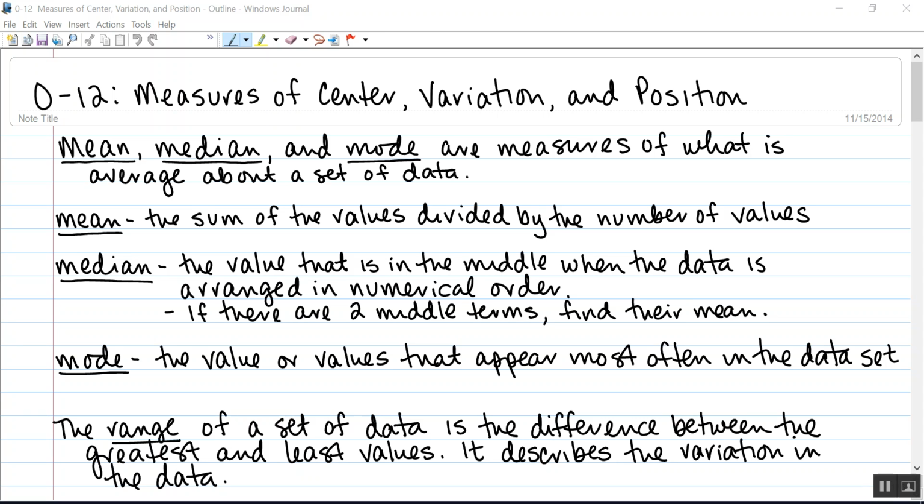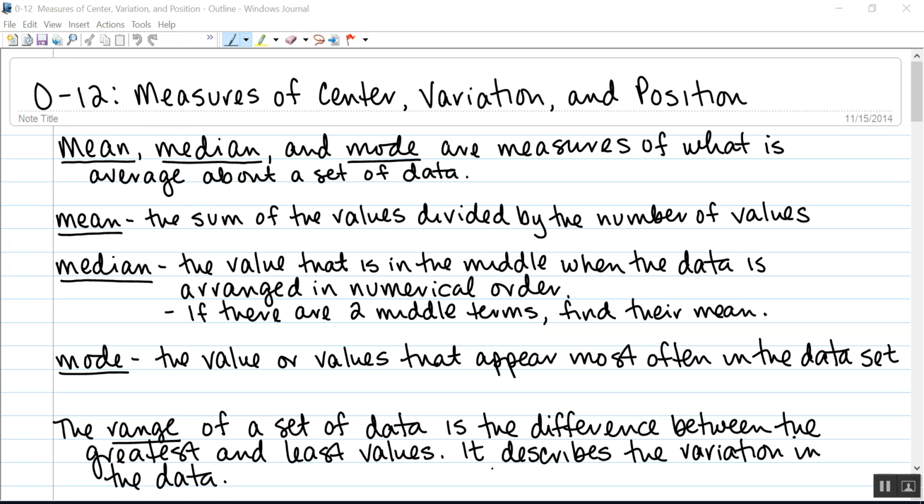The median is the value that is in the middle when the data is arranged in numerical order. So that's going to be your very middle value. If there are two middle terms, find the mean or the average of those two terms. And the mode is the value or values that appear most often in the data set. There isn't always necessarily a mode in a set of data.